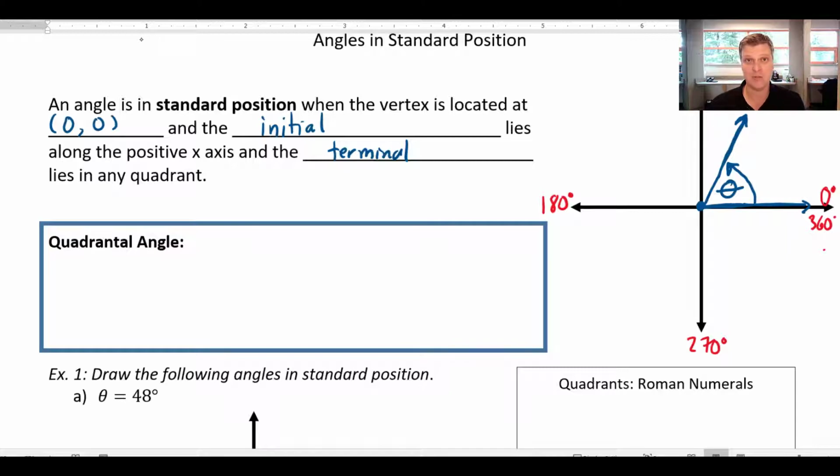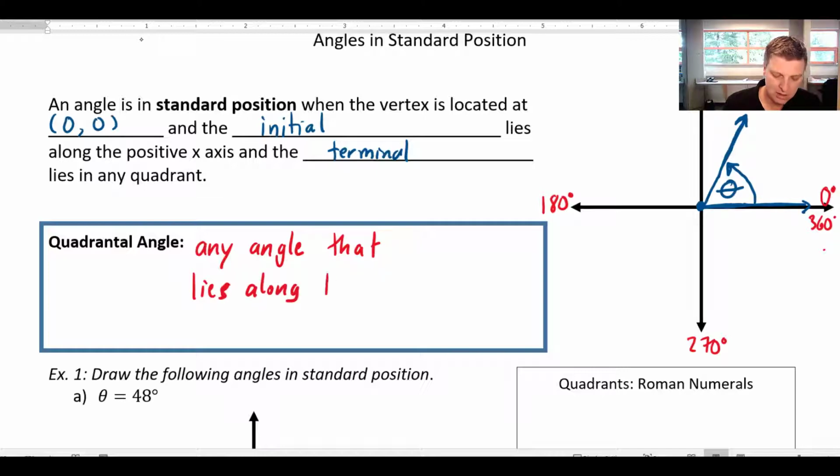Now, of course, you could keep doing this. You could rotate again and get 450 and so on and so forth. But we're just going to talk about one rotation for now. So a quadrantal angle is any angle that lies along the x or y axes. So 90, 180, 270, and 360 will be our quadrantal angles for now.